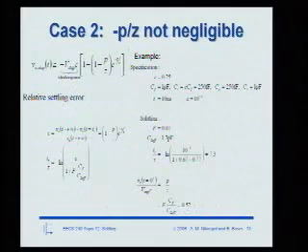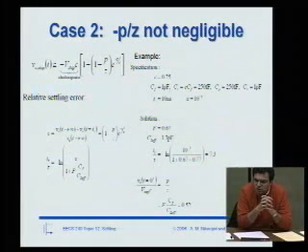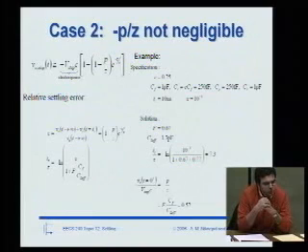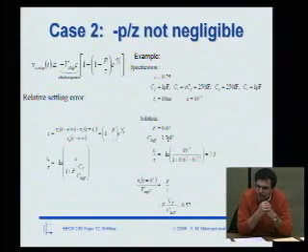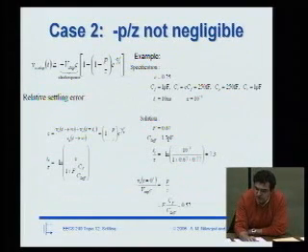All right, so the next example we're going to look at is when P over Z is not negligible. And you might think that's usually not the case, right? If you design an amplifier, usually the 0 is much larger than the pole, okay? And in fact, if you look at this example, you can see that it looks like we've cooked up an example, right?